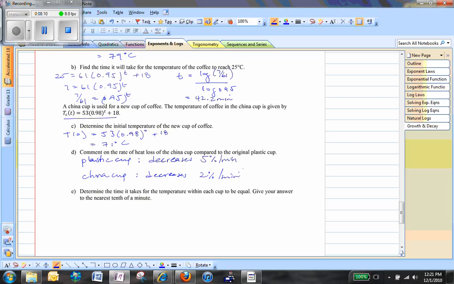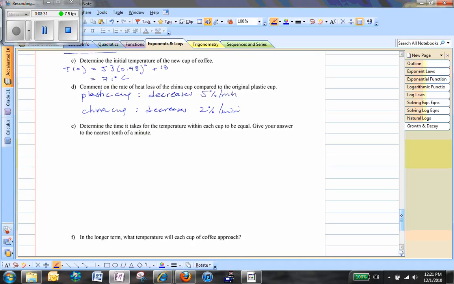Well, for someone like me, the plastic cup is better because the temperature drops faster, so that means I can drink my hot chocolate sooner. However, most people like their drinks pretty hot, so they're more likely to drink out of a china cup or a mug. In that case, they want that one instead of the plastic cup. So it really depends on how hot or cold you want your drink to be.